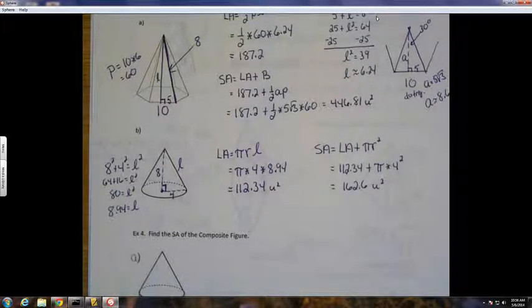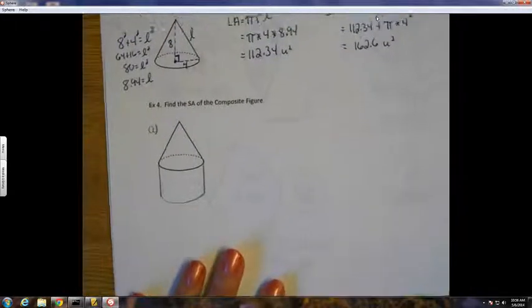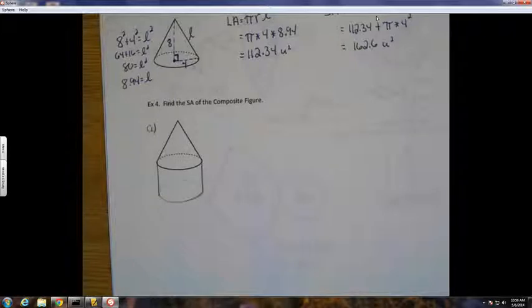I'm not going to give any dimensions yet. Okay, it says find the surface area of the composite figure. So, it's looking at the shape and what parts of their formulas you're going to use. So this is what we've got. We've got the cylinder and a cone sitting on top. And surface area is every surface you can touch. Okay, so let's start at the top of this.